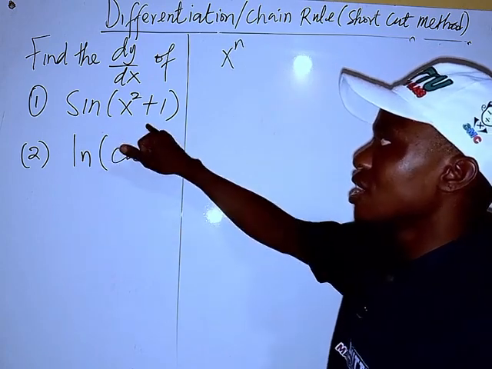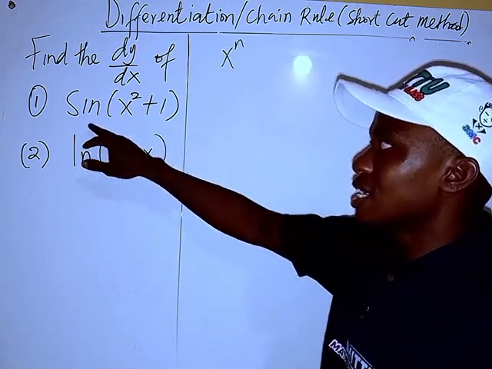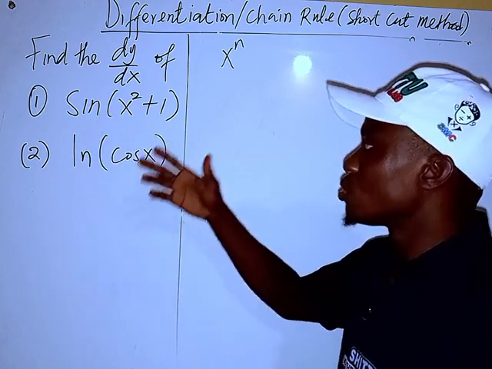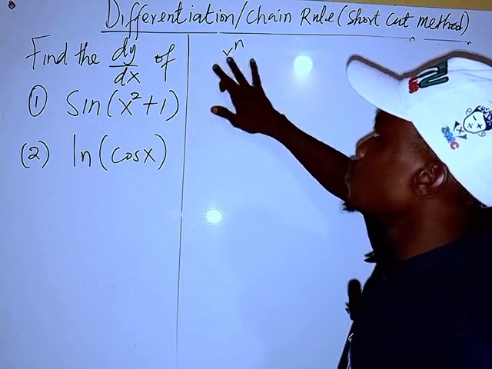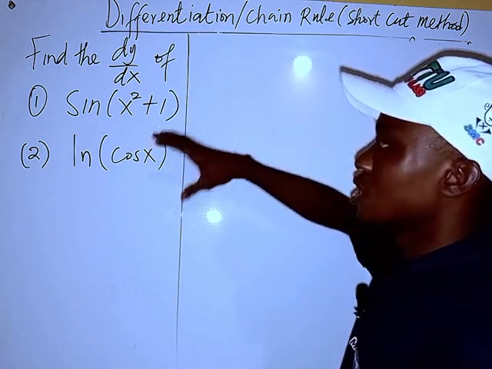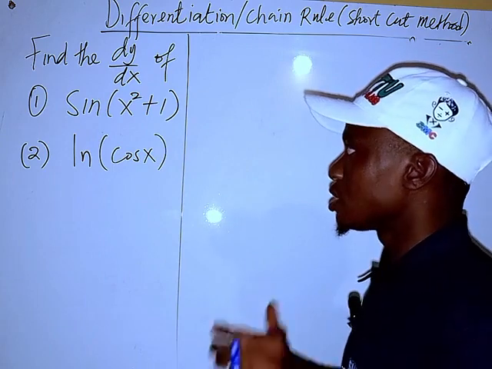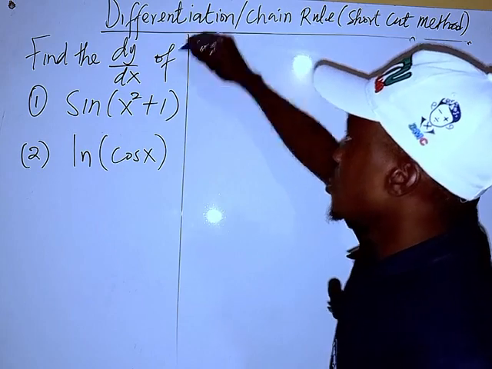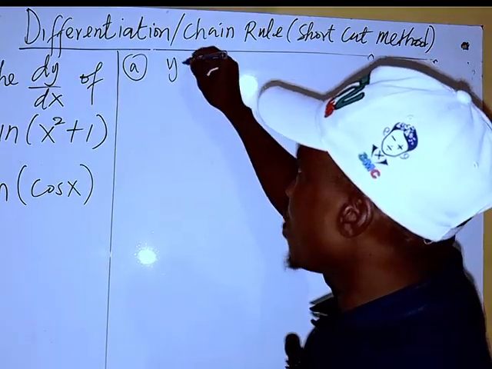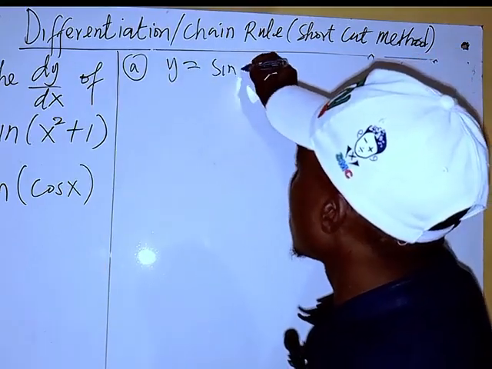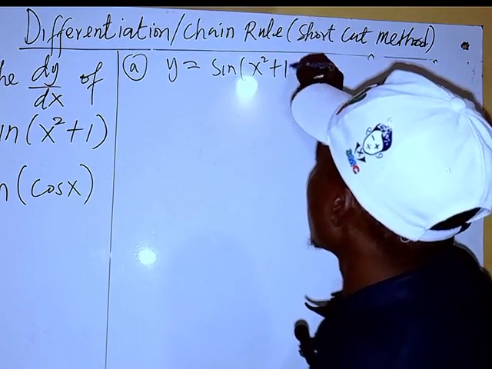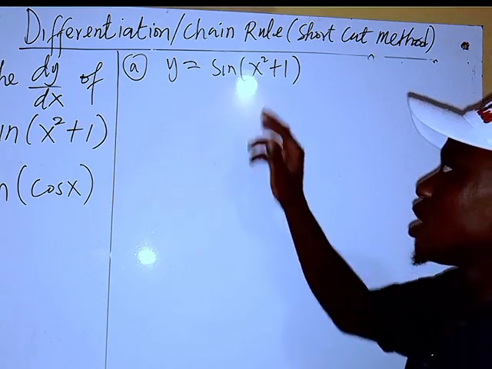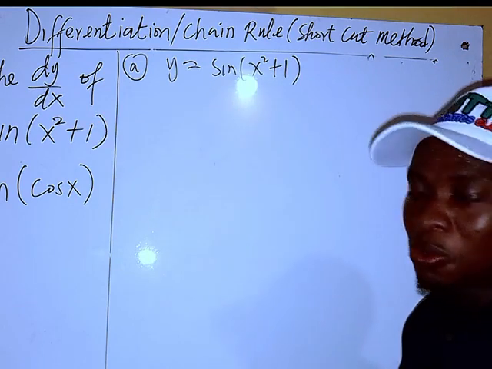But in this case, whenever you have a sine function or a logarithmic function, what are you going to do? Instead of using the long chain rule, in a short way you get your answer correctly. So we have y equals sine of (x squared plus 1). Now we want to know the dy/dx of this function. It's very simple, right?